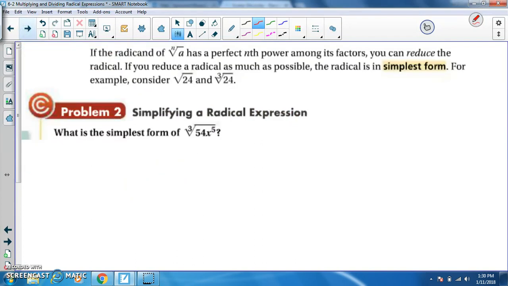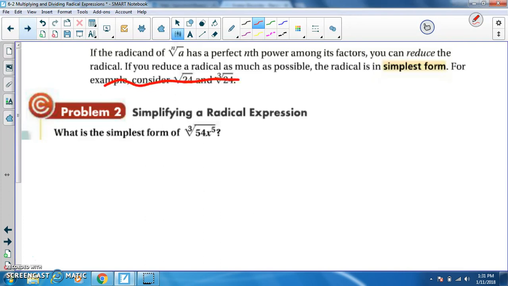If the radicand of the nth root of A has a perfect nth power among its factors, you can reduce the radical. If you reduce a radical as much as possible, the radical is in simplest form. This is how we need all of our answers. We're not going to do this example, but we will do another example.